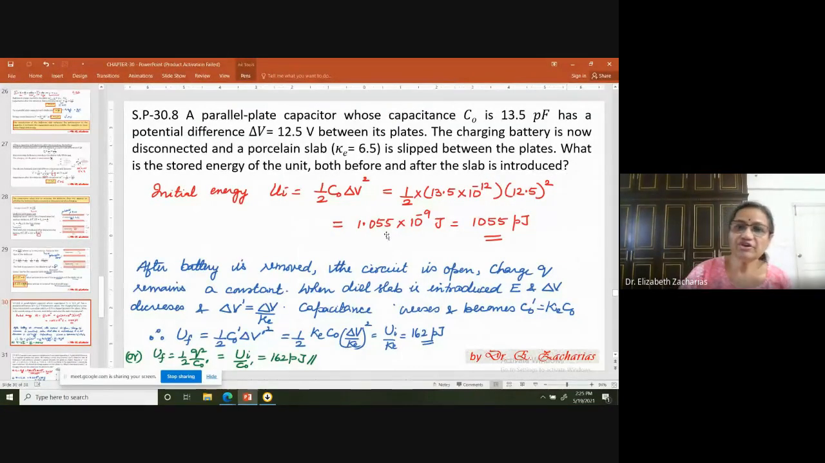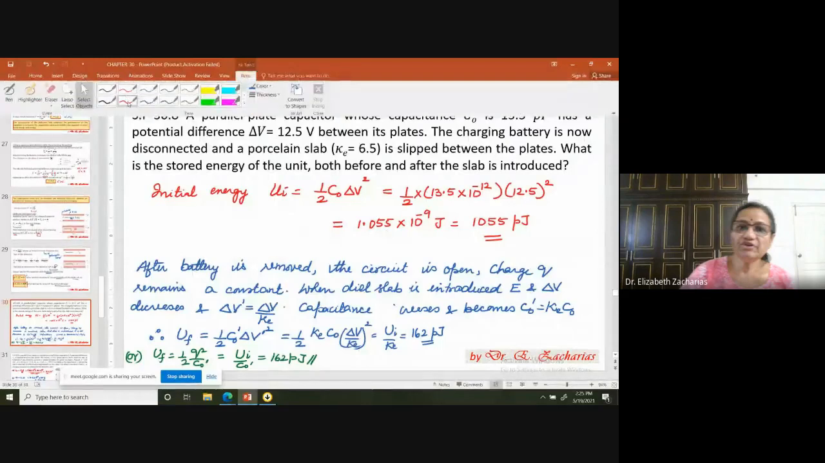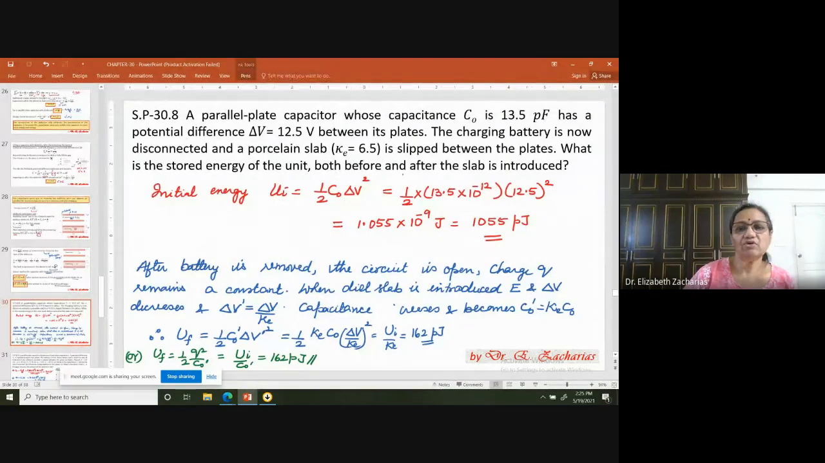Before the slab is introduced, there is no problem at all. I know the capacitance value, I know the potential difference. Just use it, get the energy. Now, after the slab is introduced, let us see how to get the energy. Now, how are you doing it? You're disconnecting the battery and then doing it. That's what the problem says.